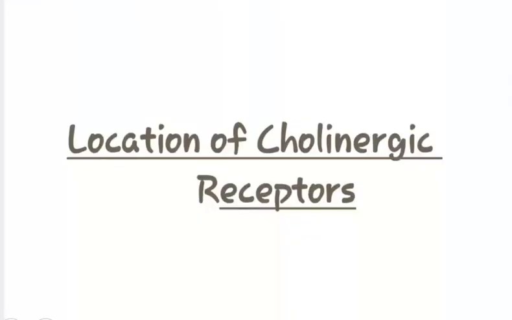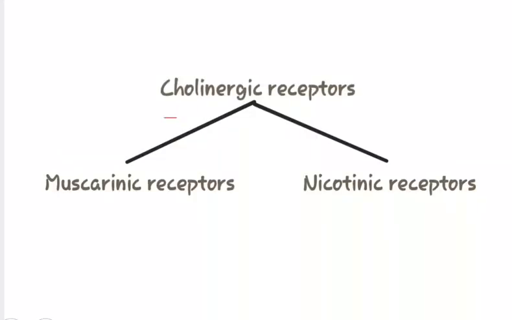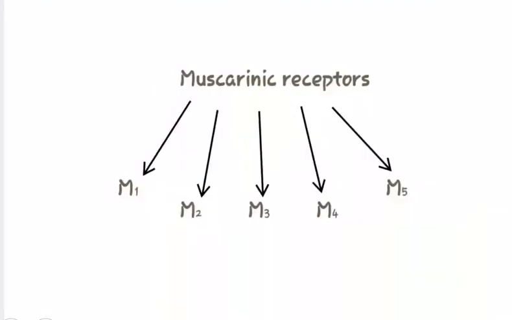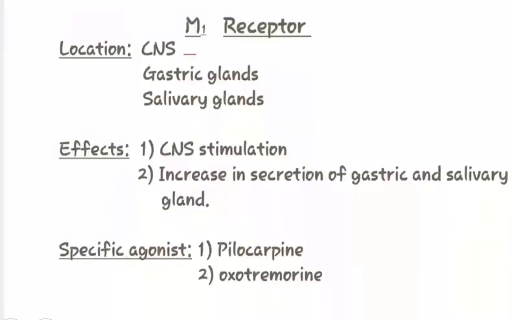Today we are going to study about location of cholinergic receptors. Cholinergic receptors are of two types. First is muscarinic receptors and second is nicotinic receptors. Now let us have a look on the muscarinic receptors. Muscarinic receptors are of five types, that is M1, M2, M3, M4 and M5.